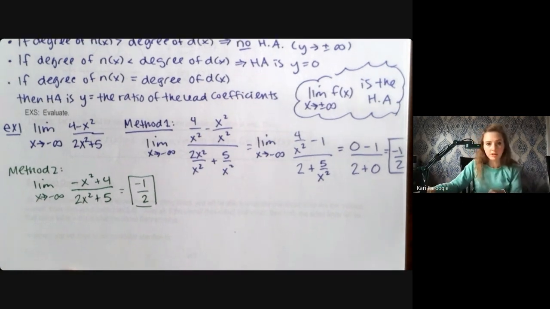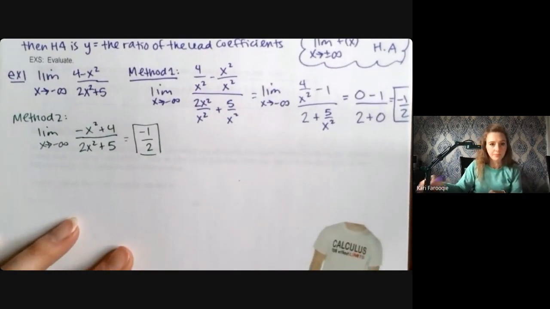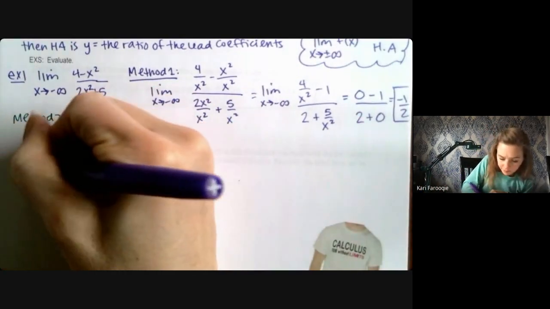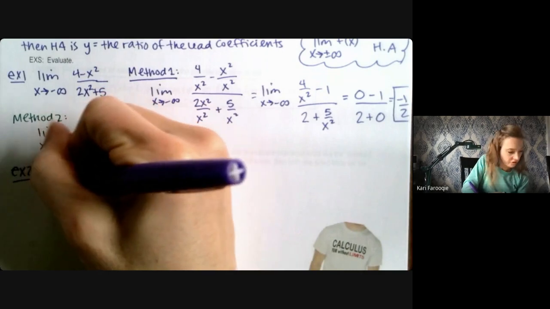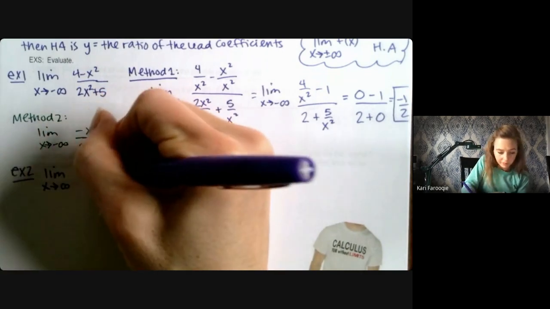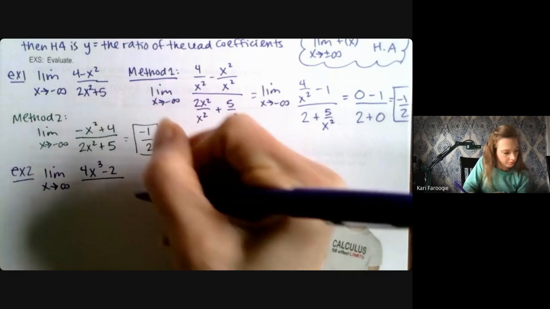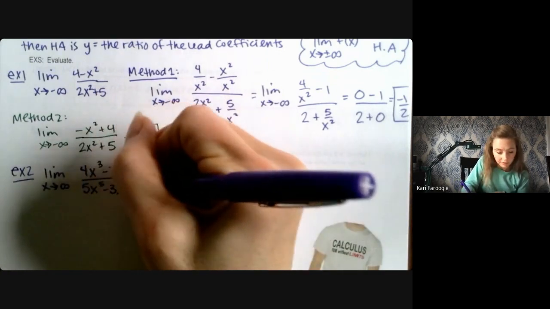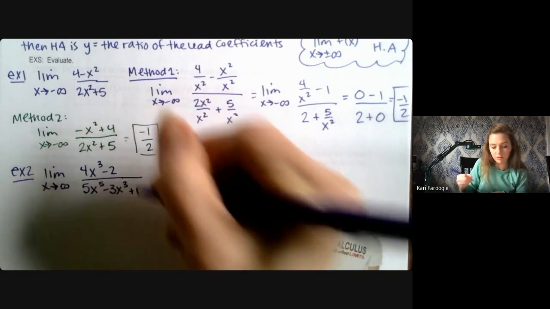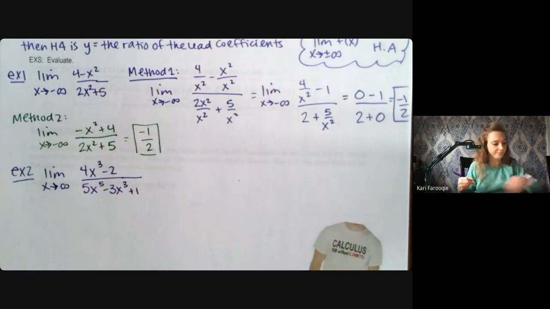Last one is example 2. The limit as x approaches positive infinity of 4x cubed minus 2 divided by 5x to the 5th minus 3x cubed plus 1. So for method 1, remember that we're going to be dividing every term by the highest power of x that you see in the denominator.